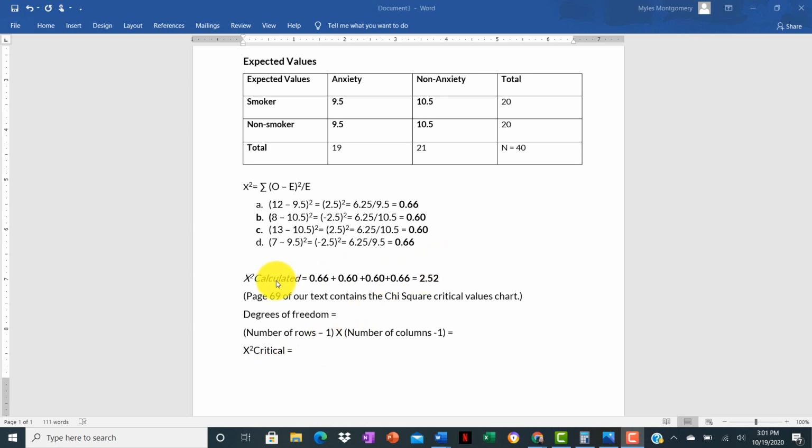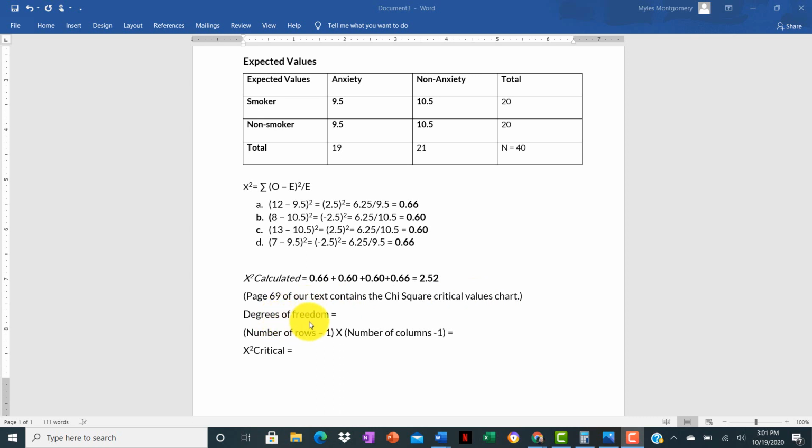As you know, we've already found the calculated value right there. We're going to need to do a couple of things in order to find the critical value. First thing you're going to need is your textbook. Page 69 has the chi-square critical values chart. I have a representation of that same thing here on my computer, and I will pull it up at the time we need it.